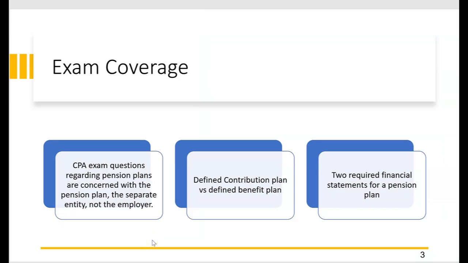Now, the CPA exam has in the past covered the employer and the pension plan journal entries, but not anymore. Starting in July of 2021, CPA exam questions regarding pension plans are concerned with the pension plan itself, the separate entity, not the employer. So we're no longer determining pension expense on the employer's income statement. If you took the exam a couple of years ago, you probably remember that. We don't have to do that anymore.